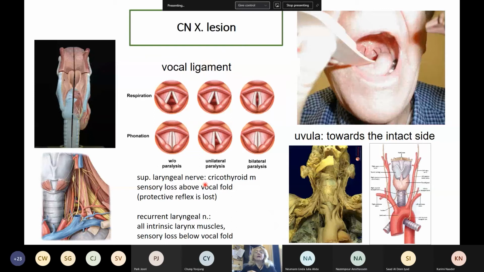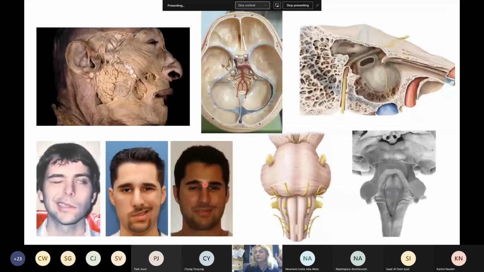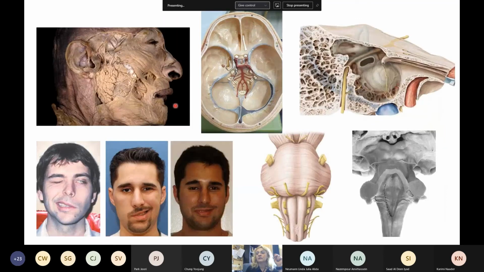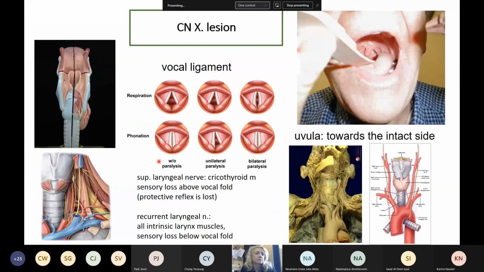regenerated. The other nerve, if we go back to this picture that I showed you, very important to know which cranial nerves get only unilateral innervation. So the facial nerve lower muscles, genioglossus, and the uvula. So here, another very important topic is the vagus nerve.